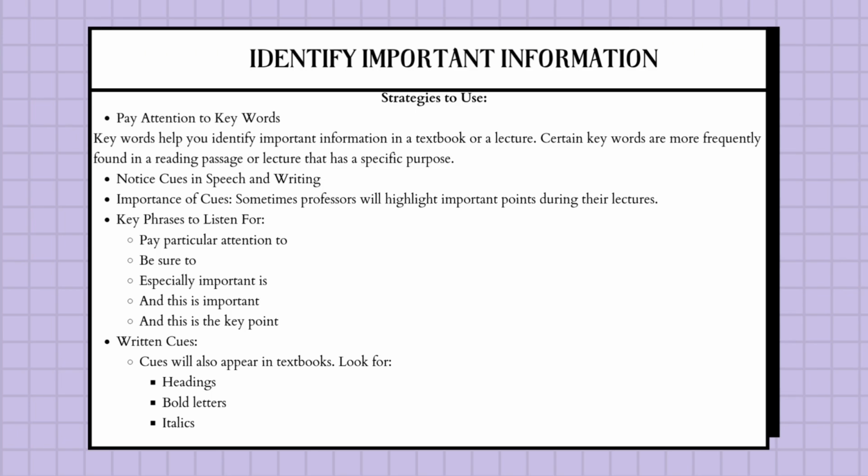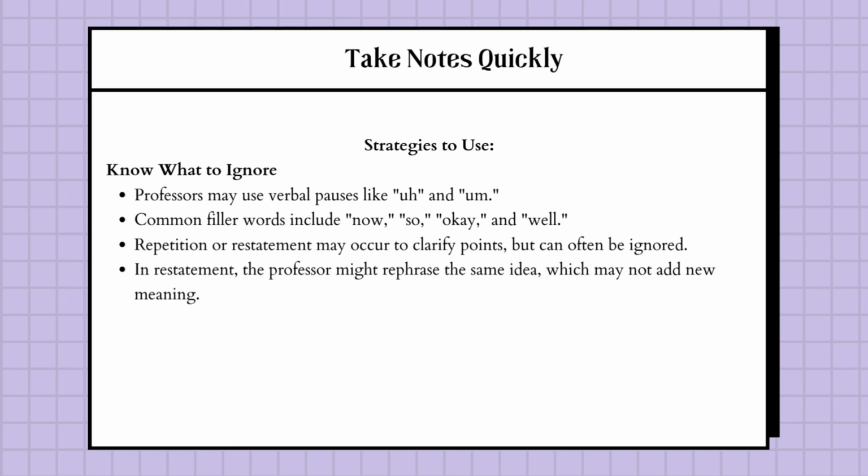Written cues. Cues will also appear in textbooks. Look for headings, bold letters, and italics. The third strategy is take notes quickly. Know what to ignore. Professors may use verbal pauses like "and." Common filler words include now, so, okay, and well. Repetition or restatement may occur to clarify points, but can often be ignored. In the restatement, the professor might rephrase the same idea, which may not add new meaning.